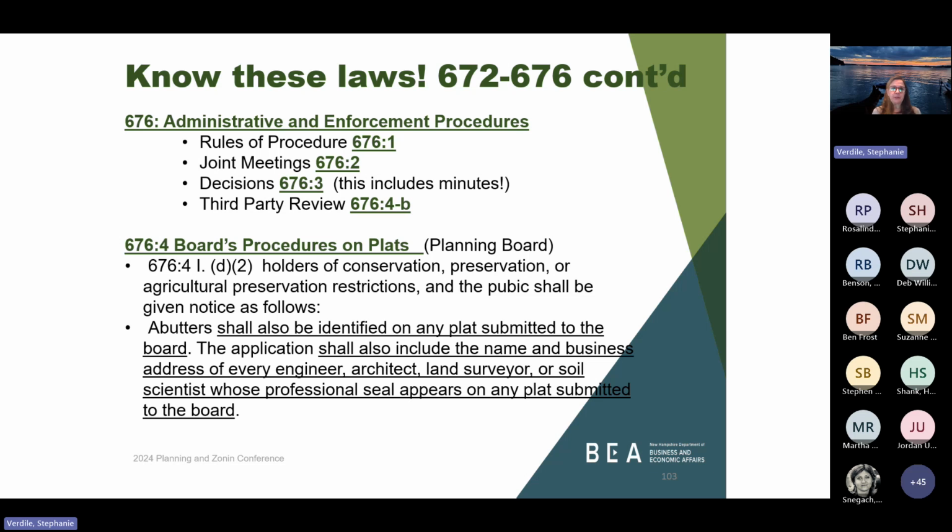676:3 again talks about the decisions and minutes, what your time frame is, and also something that I'm always a proponent of, the third-party review clause, which I think every planning board should be taking advantage of when it comes to any type of application that they need technical assistance on, whether that's professional engineering, surveying, or an expert. I think every planning board should be using third-party review. And again, spelled out in the RSA, if you're the staff to the planning board or the secretary for the planning board who's doing the organization, it's important to notice when you're going to utilize the third-party review.